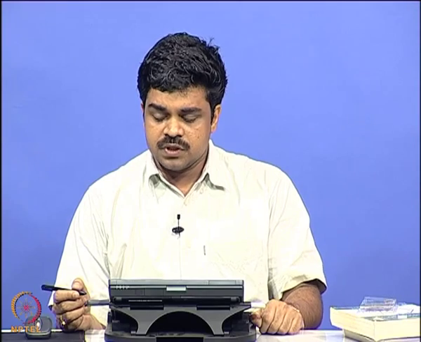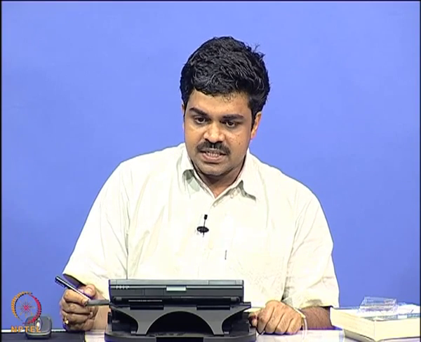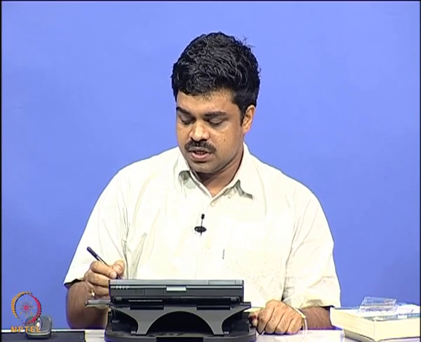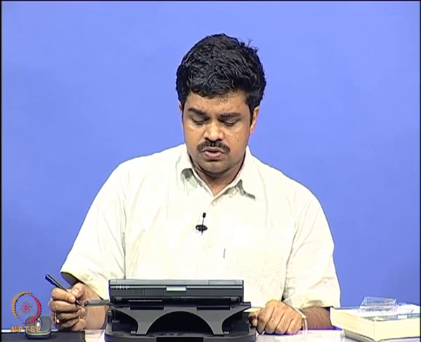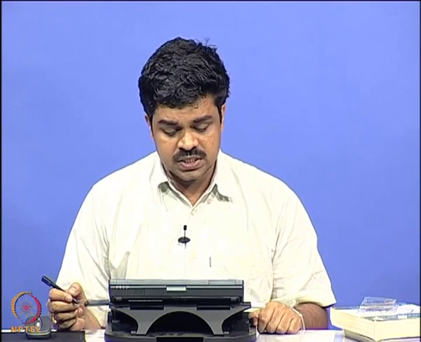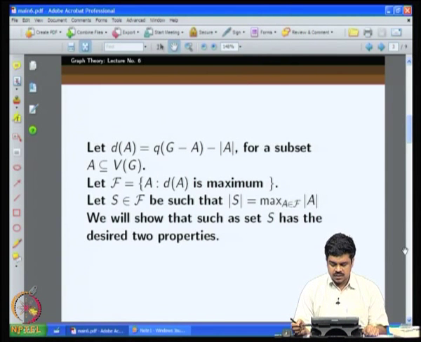Now, the thing we were trying to prove in the last class was that this kind of a set exists in every graph, right? How did we do that? So, we first considered this D of A. Given a subset A, let D of A be equal to Q of G minus A, minus the cardinality of A. This is defined for every subset A of the vertex set.